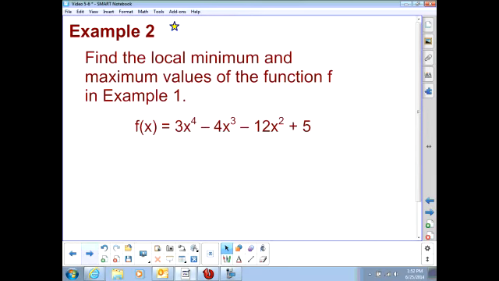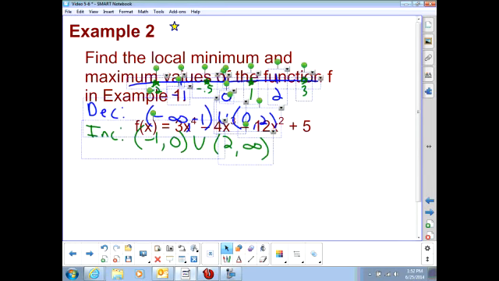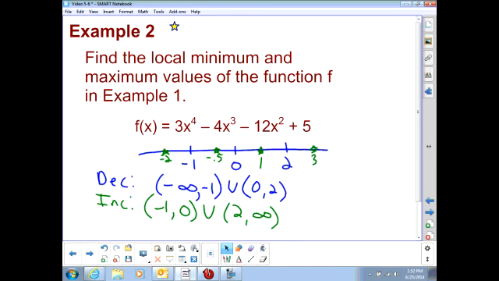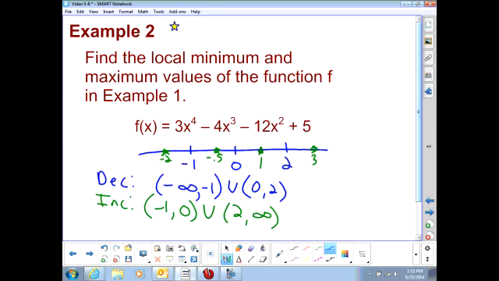So let's go back to the example that we did. This is what we had on the previous slide. We had that this section was a negative, this was a positive, this was a negative, this was a positive. Well, when you go from a negative to a positive, it creates a minimum. So we're going to have a minimum.